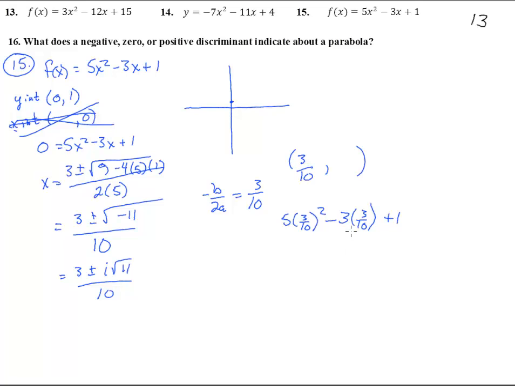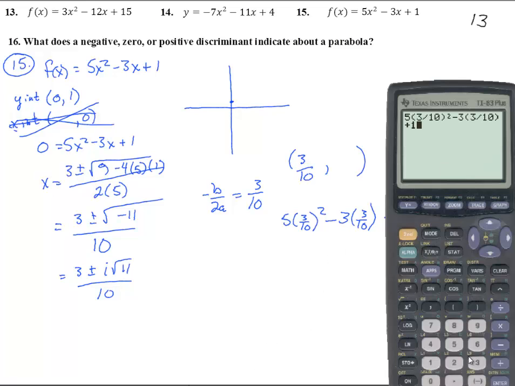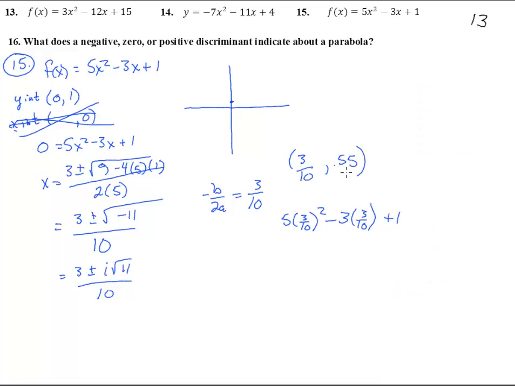plus 1. And let's run it through the calculator. So here we have 5 times 3/10 squared minus 3 times 3/10 plus 1. And that becomes 0.55. That could have been simplified down, 55 over 100. We get 11/20 is what that might have come out to be.